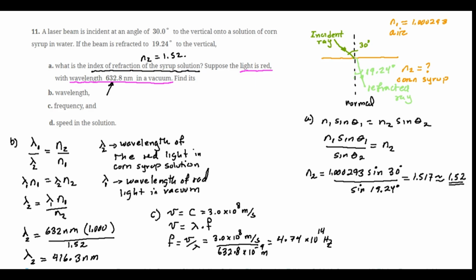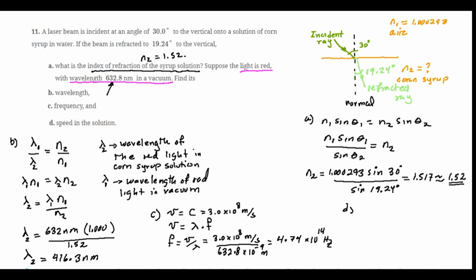But remember that we said in the lecture that the frequency doesn't change. The speed of the light changes from one medium to another, the wavelength changes from one medium to another, but the frequency doesn't change. So the frequency of this red light in vacuum will be the same frequency as this red light in the condenser. The last question is the speed of the light in the condenser, so in the solution.